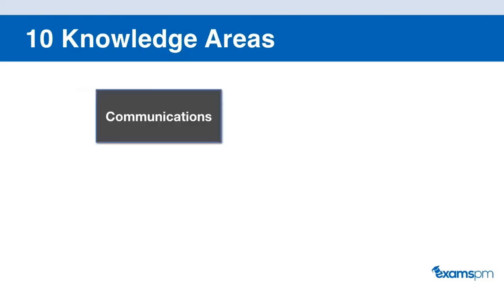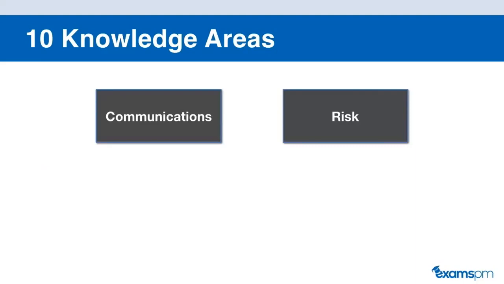The next knowledge area that we have is project communications management, which includes the processes required to ensure timely and appropriate planning, collection, creation, distribution, storage, retrieval, management, control, monitoring, and ultimate disposal of project information. Project risk management includes all of the processes of conducting risk management planning, identification, analysis, response planning, and response implementation, and risk monitoring on the project.